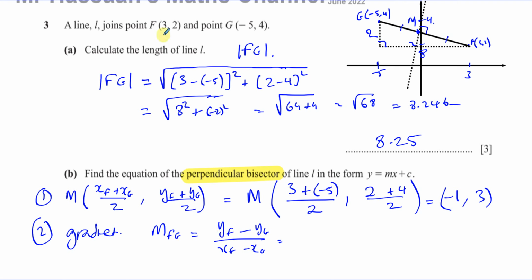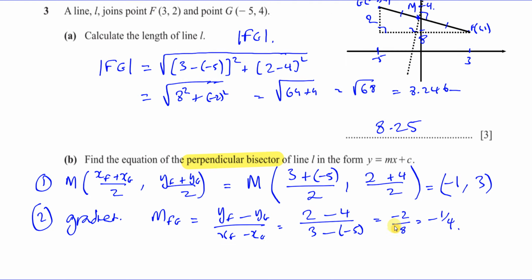So yf is 2, remember it's a y coordinate, minus yg, which is 4, over xf, which is 3, minus xg, which is minus 5. So 3 minus minus 5, be careful of the sign. That's going to give me 2 minus 4, which is negative 2, over 8, which is negative a quarter. All right, so that's the gradient of FG.